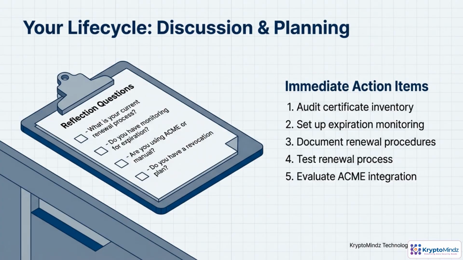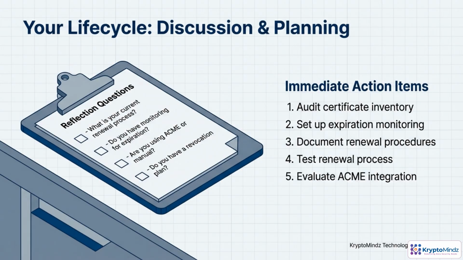At this point, it's about turning theory into an actual plan for your environment. Start by understanding what you already have. Build a complete inventory of your certificates and where they live. Without that, you can't manage risk. Next, design how you'll avoid surprise expirations. That usually means automated monitoring and alerting, not a spreadsheet and calendar reminders.